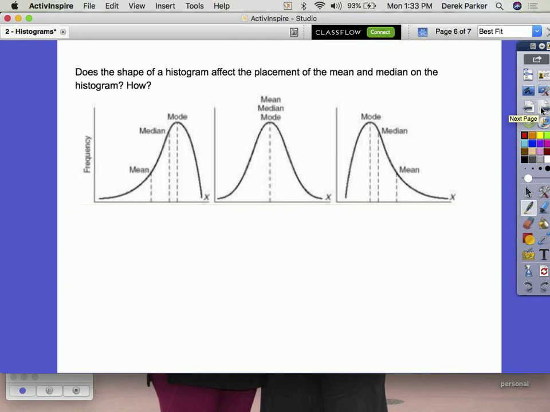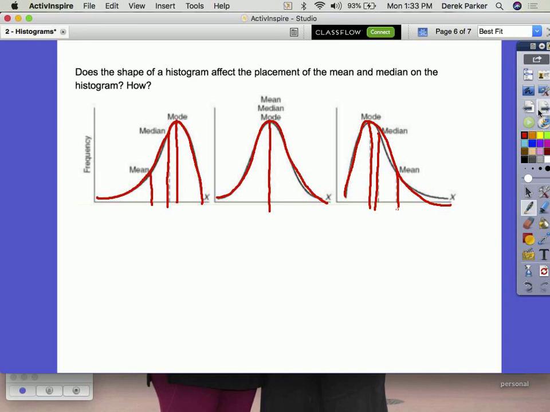Does the shape of a histogram affect the placement of the mean, median, mode on the histogram? Yes, it does. If it looks like this, your mean is here, your median's here, and your mode is here. If it is a bell-shaped curve, your mean, median, mode are all the same. And then if it looks like this, your mode is here, median, and then your mean.